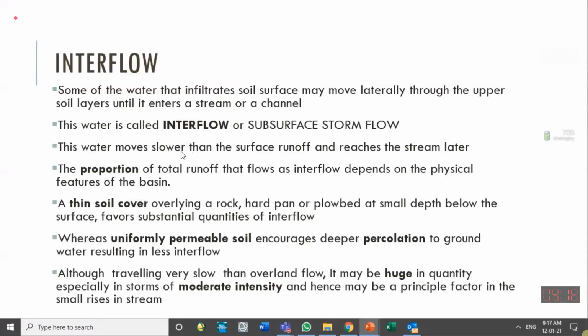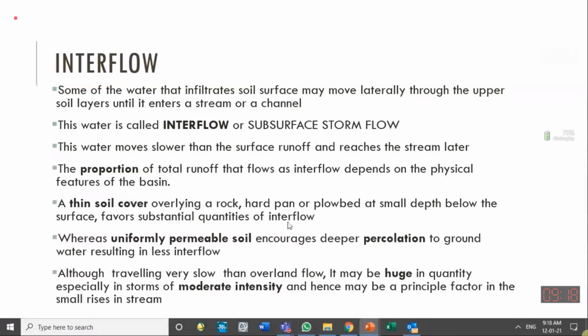So that proportion depends upon basin features, and the basin feature is not only limited to the elevation. It depends upon the size of the basin, it depends upon how much is the runoff from the surface, that is controlled by the vegetation, that is controlled by the depression in the basin. So many physical features of the basin. It depends upon that. A thin soil layer overlying a rock or a flow bed at small depth below the surface, it favors substantial quantities of the interflow.